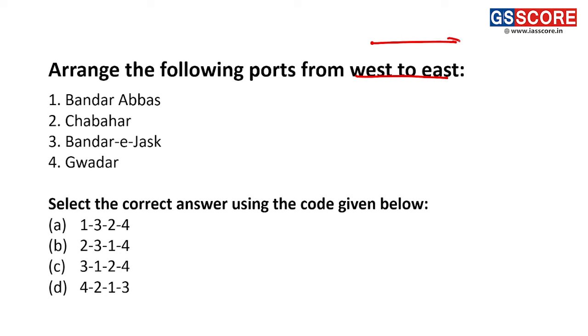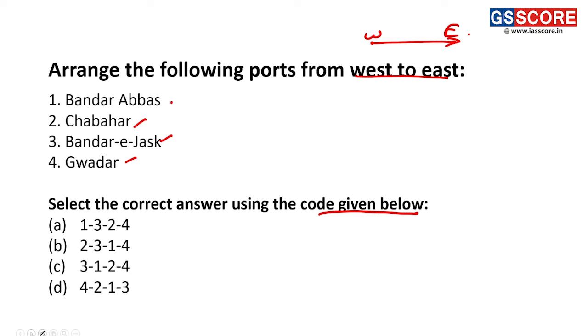For example, this is west to east. We will be going like this. So the options are 1. Bandar Abbas, 2. Chabahar, 3. Bandar-e-Jas, and 4. Gwadar. Select the correct answer using the codes given below.